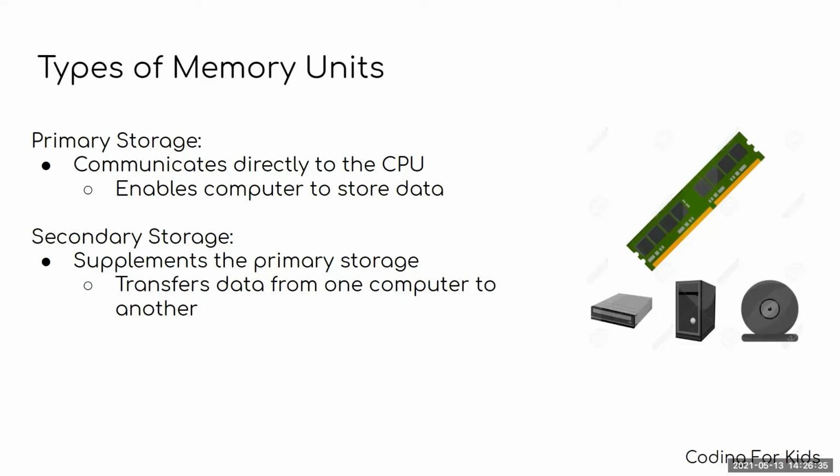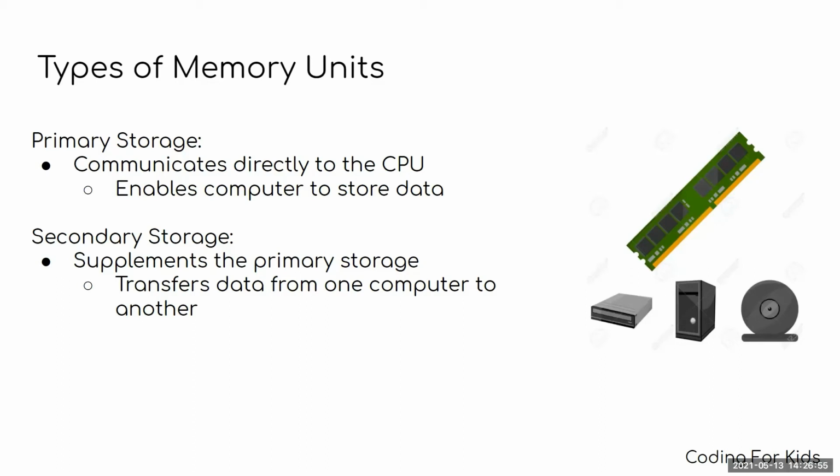The secondary storage supplements the primary storage. It helps the primary storage. This transfers data from one computer to another. So you still need to store it, but it's also transferring data. So these types of memory units are really important.